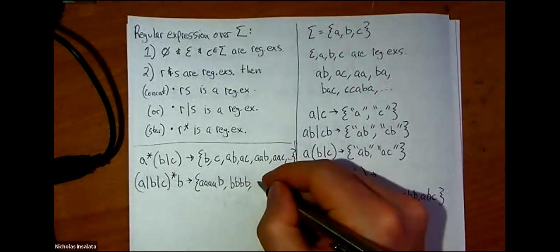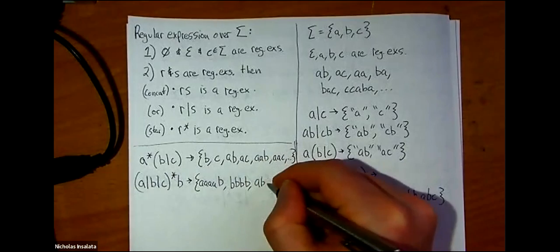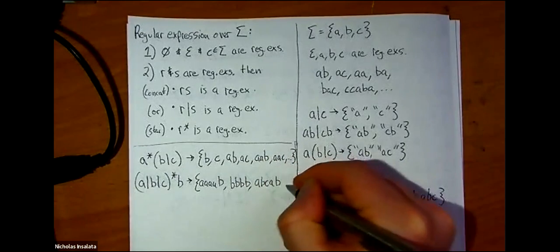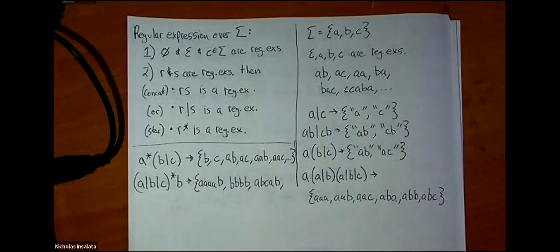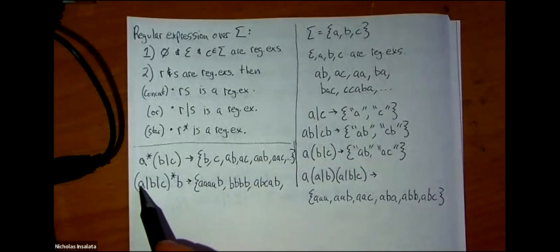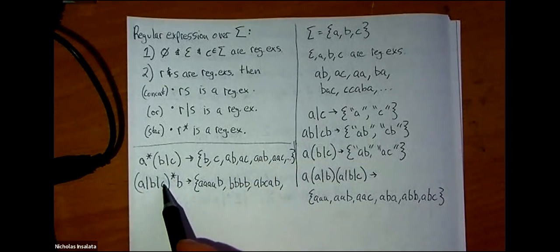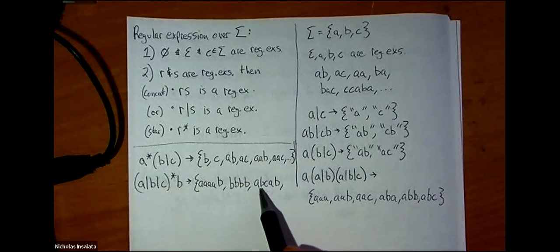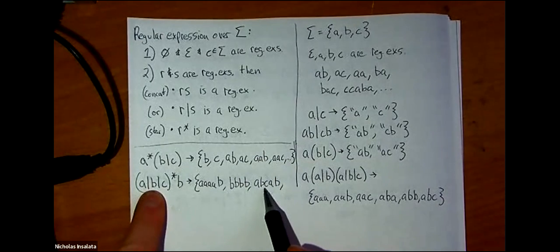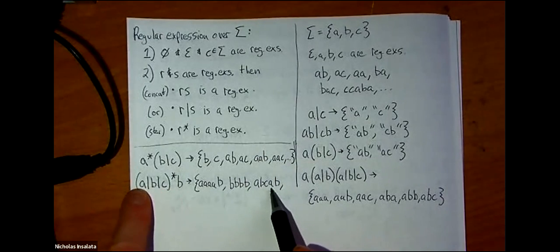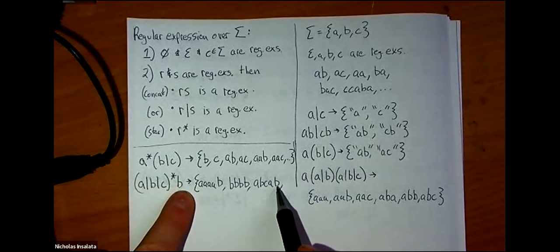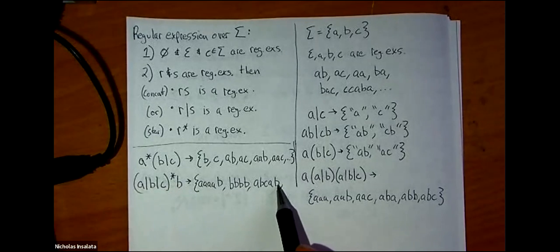I could also do A, B, C, A, B. That's fine, right? Because as many times as you want, you can pick an A or B or a C, right? So first I pick an A, then I pick a B, then I pick a C, then I pick an A, and then I have my B at the end. Yep, so David, that example works.